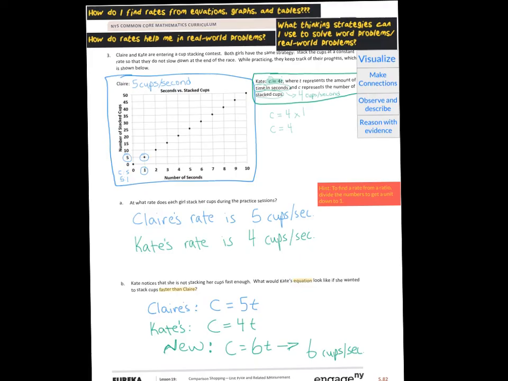Okay, so give yourself a big round of applause if you got through that. You took your time, you were observing, visualizing, making connections, reasoning with evidence, using thinking strategies. But the question is, always going back to this, can you find rates from equations, graphs, and tables? And how do rates help you in real-world problems? It helped Kate by making her realize she needed to practice more. It would have helped the judges know that Claire at this point is doing more, and she would win. So how could it affect you?